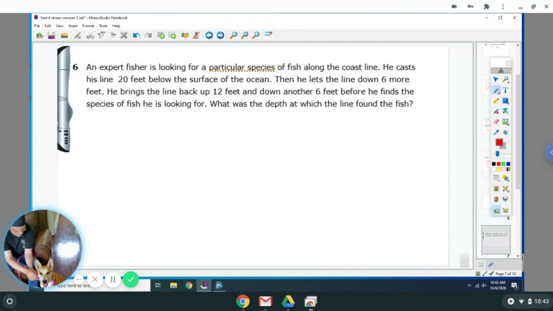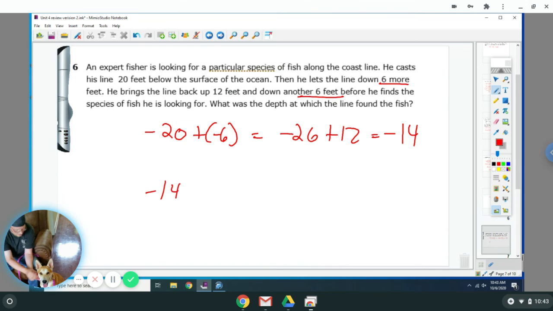Okay, number 6. An expert fisher is looking for a particular species of fish along the coastline. He casts his line 20 feet below the surface of the ocean. So that's -20 feet. Then he lets his line down 6 more feet. So that means he's adding -6 more feet. So that'd be -26. Then he brings his line back up 12 feet. So he's adding 12. So that'd be -14. Now he lets down another 6 feet. So that'd be -14 plus another -6, which is -20. So he is down at -20. He's 20 feet below sea level, or below the surface of the ocean.